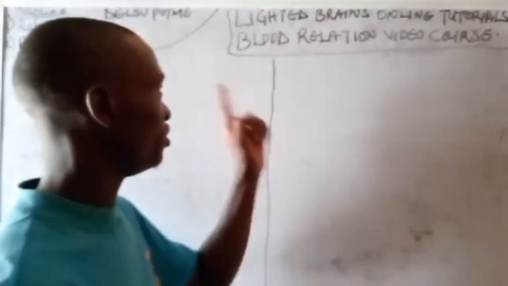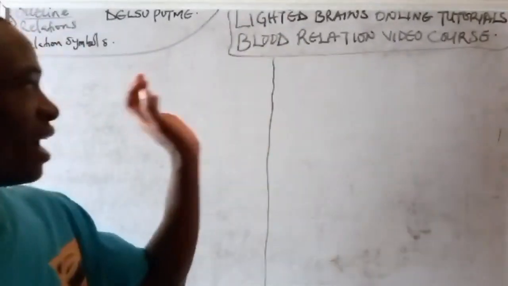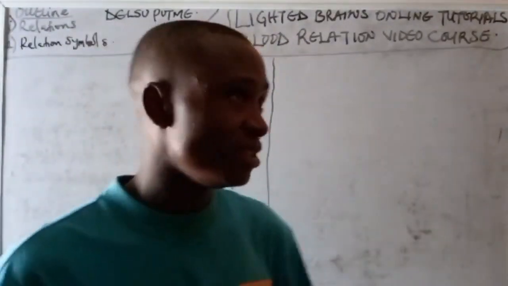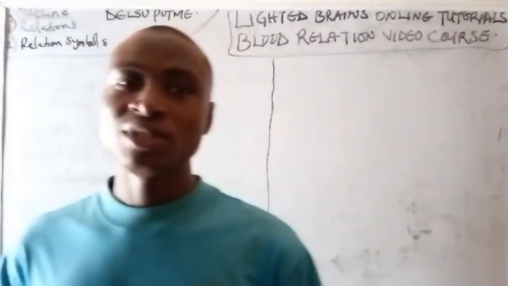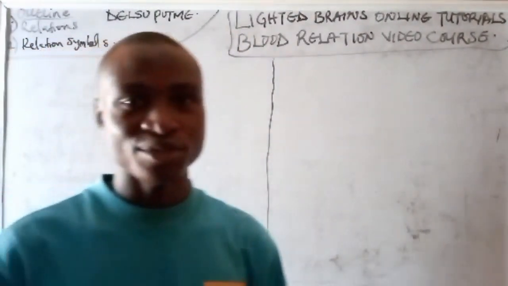This is the blood relation video course. We did the age video course, so this is another aptitude test topic. This is blood relation. This topic can be very confusing.